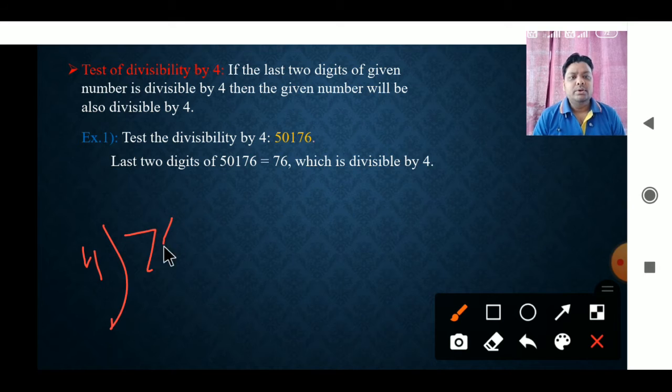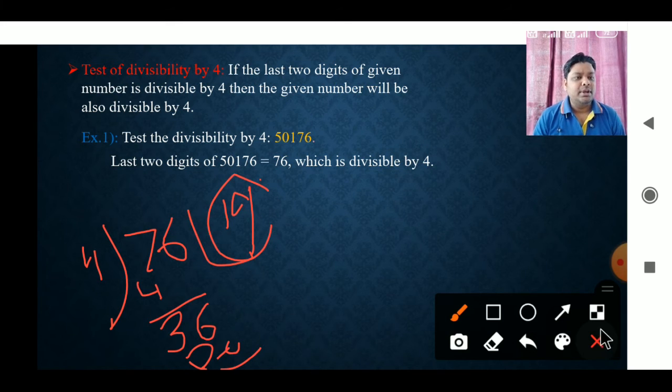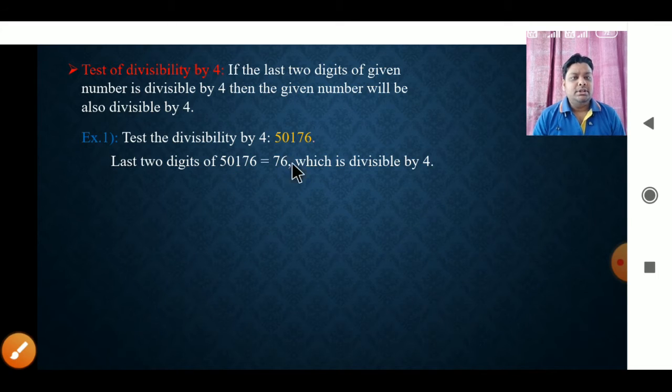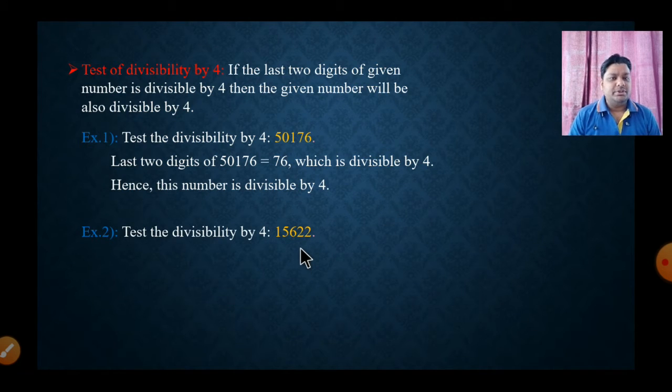Now 4 ones are 4, remainder is 3. Now it is 36, then 4 nines are 36. Clearly we can say that it is divisible 19 times. So we can say that the last two digits are divisible by 4. It means this number is also divisible by 4. Now let's check another question here.